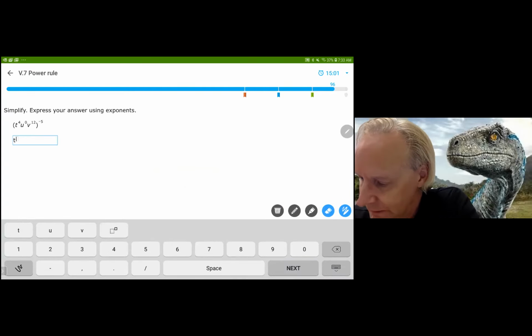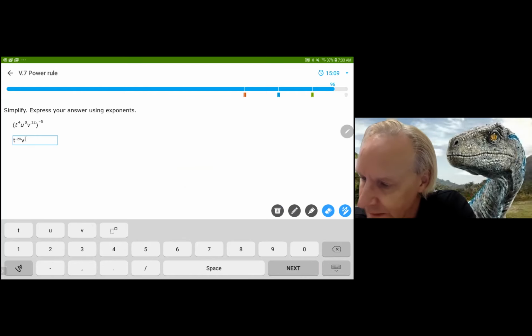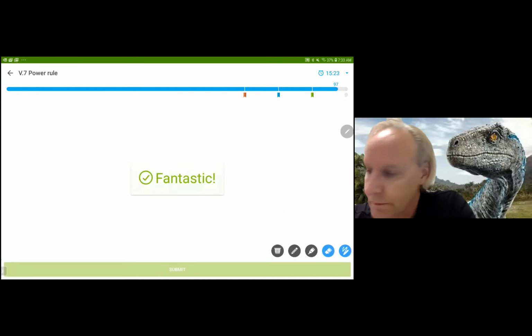T to the negative 20. The u to the 0, remember, is just 1, so I'm just going to ignore it. V raised to the negative 60. It may not count it wrong if you put the u to the 0, but you really should get rid of it, at the time. Looks good. 3 more.